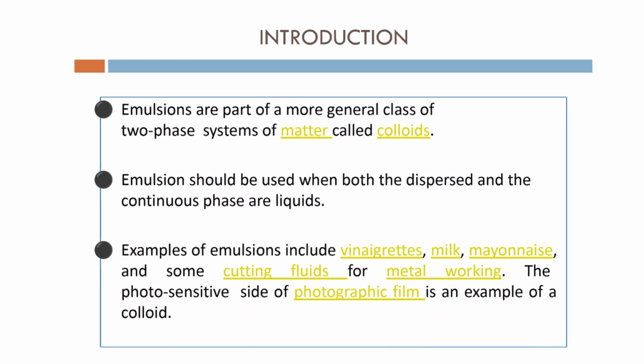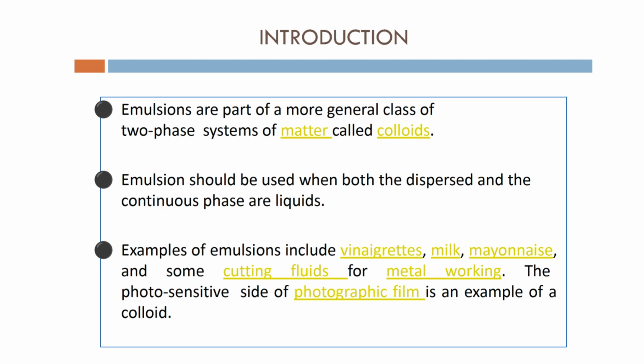Moving forward, let's get a little more formal with our introduction. Emulsions are actually part of a more general class of two-phase systems of matter called colloids. The term emulsion is specifically used when both the dispersed phase, that's the tiny droplets, and the continuous phase, the surrounding liquid, are both liquids.